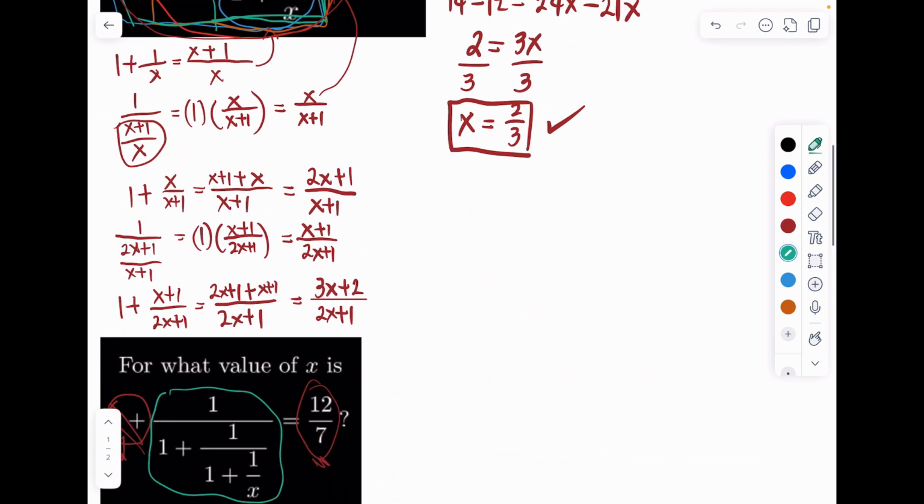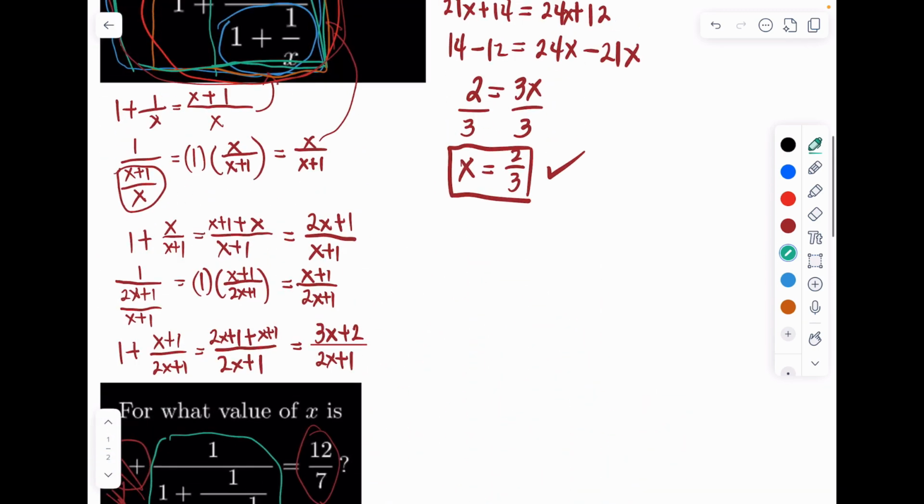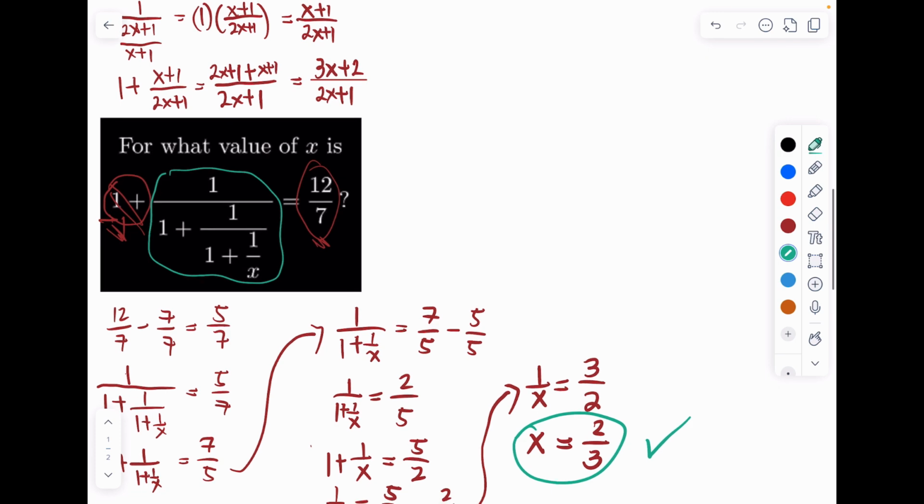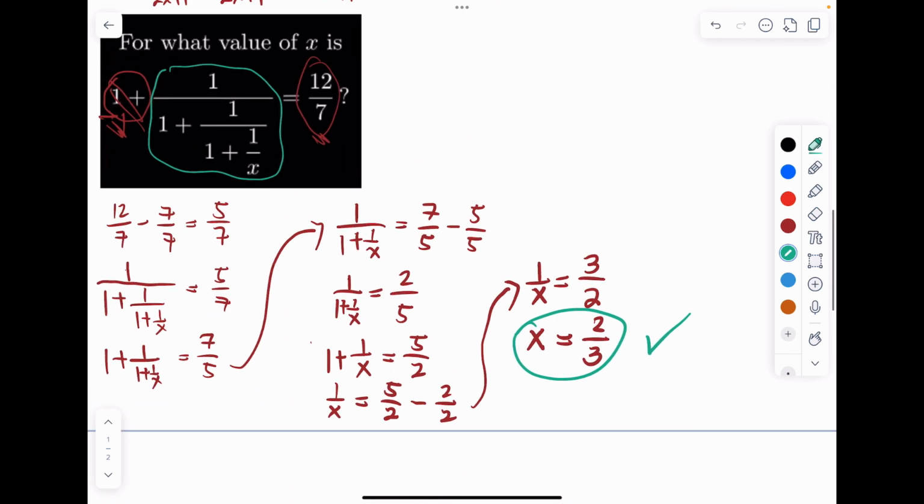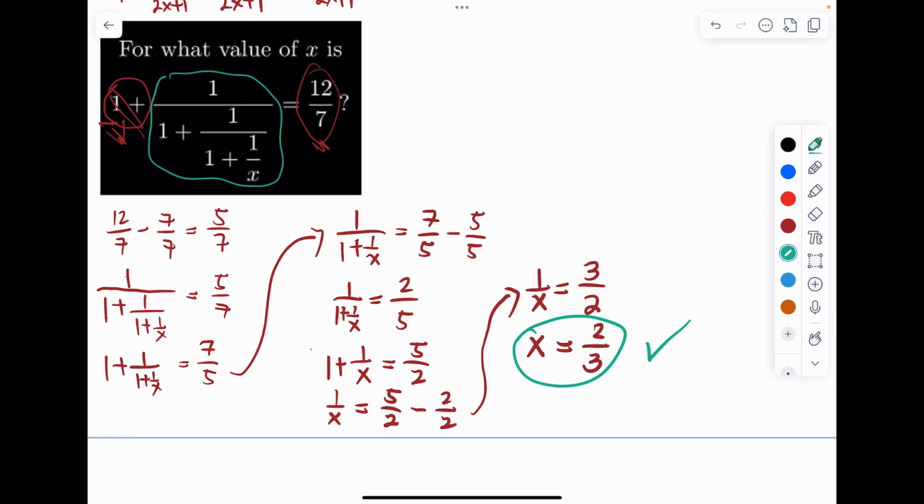If you noticed, both methodologies arrived at the same answer. So hopefully this will help you out in dealing with complex fractions on your own.